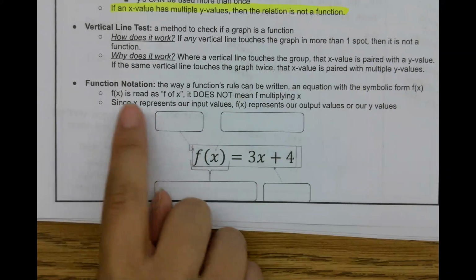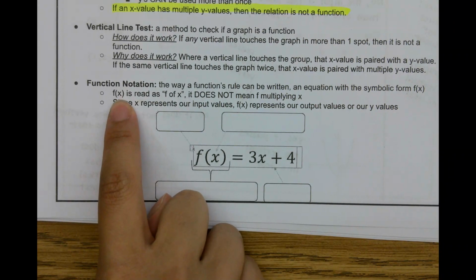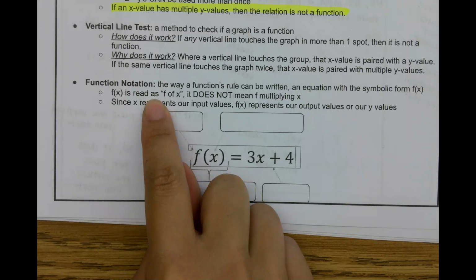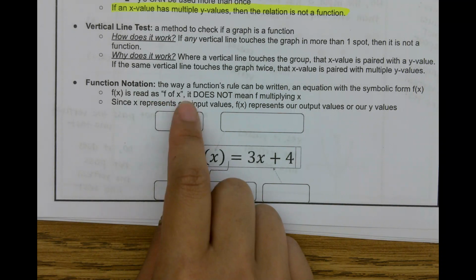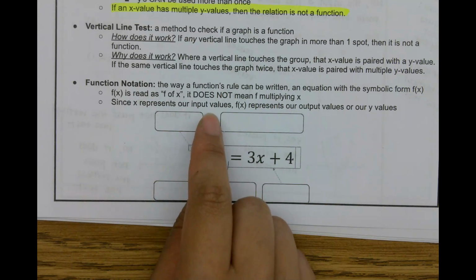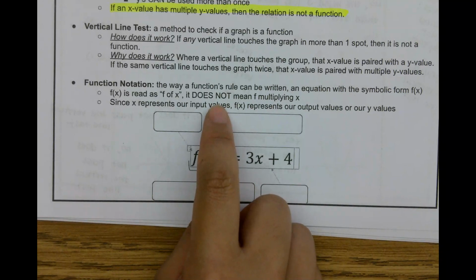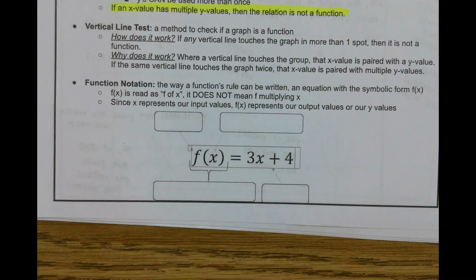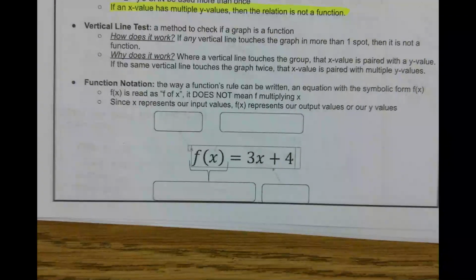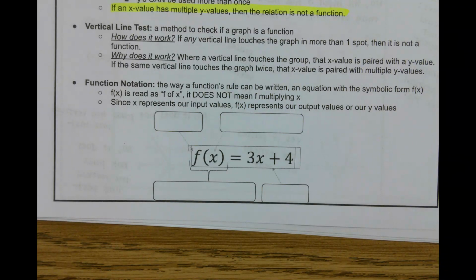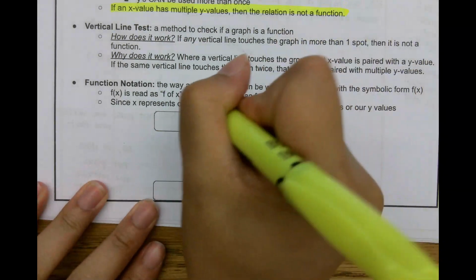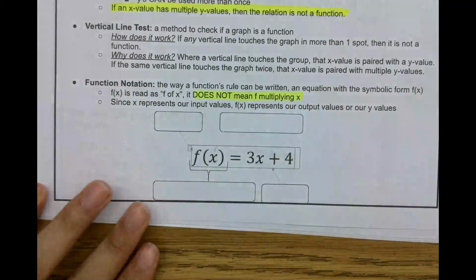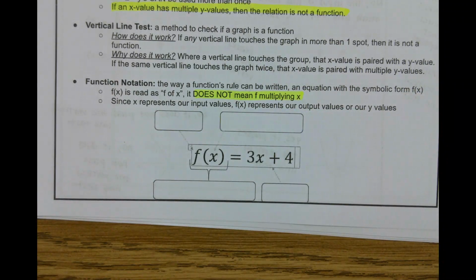F of x, when you read it, is read as f of x. It does not mean f multiplying x. It does not mean f times x. It is read as f of x. We call it function notation. I'm scared some of you guys don't remember that, so let's highlight it. It does not mean multiplying x. It is read as f of x.